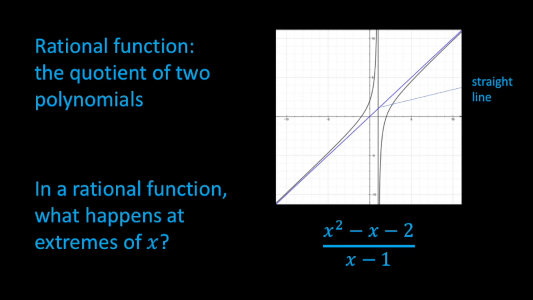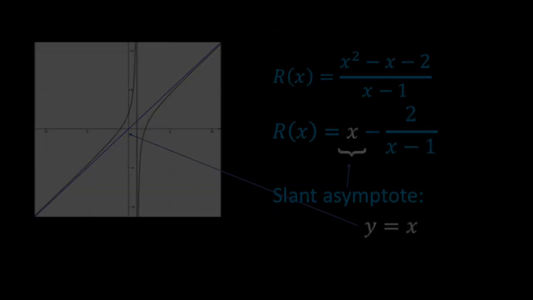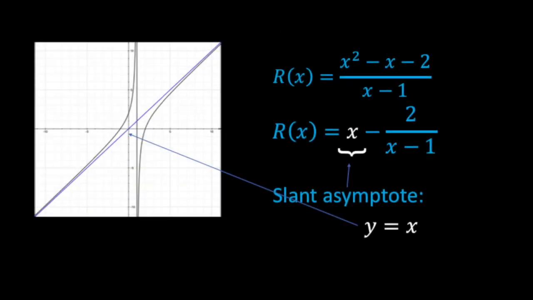Recall that a rational function is the quotient of two polynomials. That doesn't look like y equals mx plus b. One way to look at that rational function is as a division problem. Carry out the division. In this case, you get y equals x plus a remainder. Y equals x is a straight line.